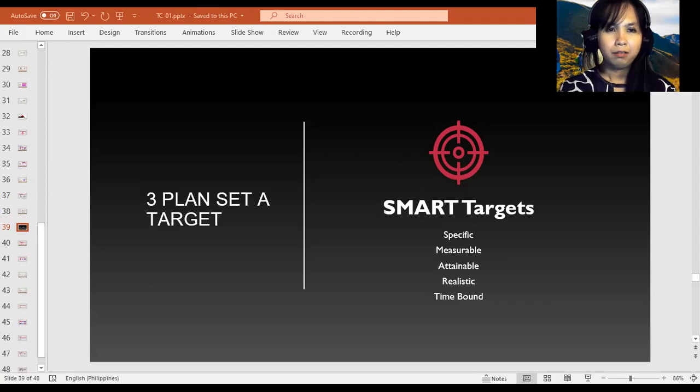So 1, targets must be specific and not general in scope. For example, a general target may be, I want to spend more time with my children. A better, more specific target would be, I will spend an additional 3 hours with my children each week. Okay, that one is specific.